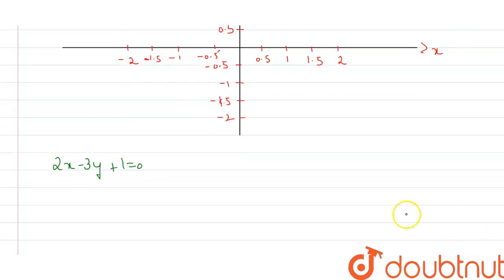Clearly from this line you can see the slope. The slope of this line is m equals 2 by 3, which is basically 0.66. Why is m equals 2 by 3?